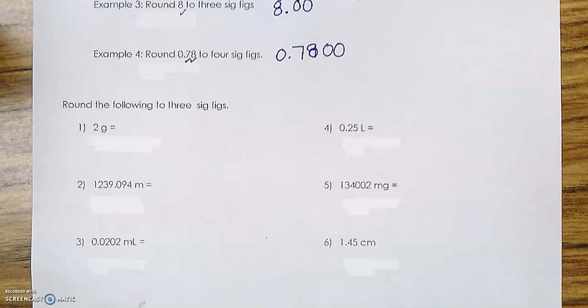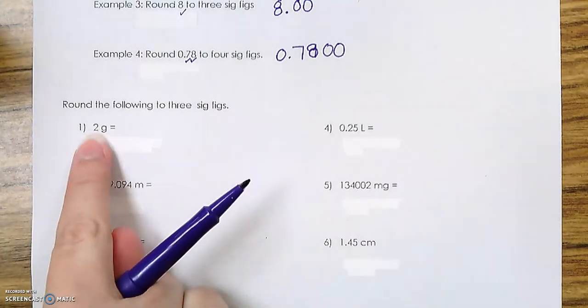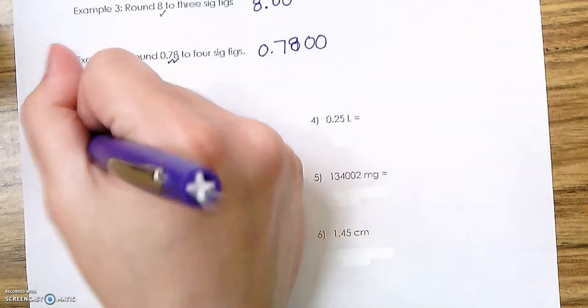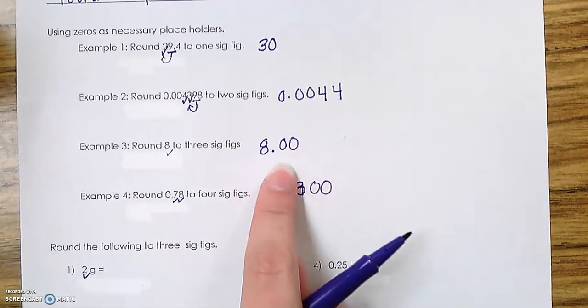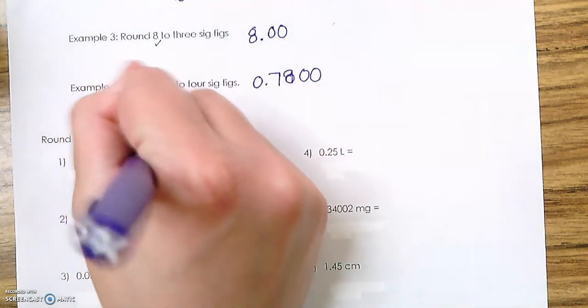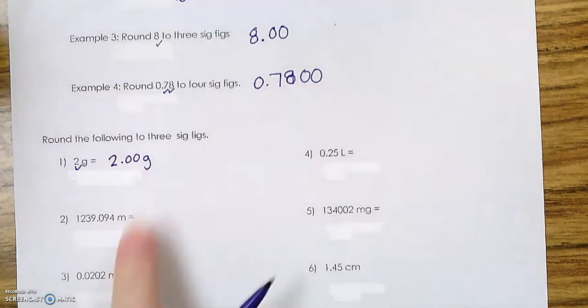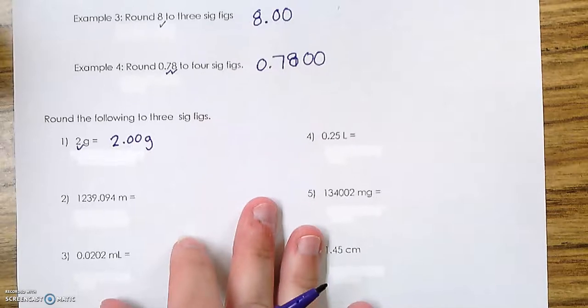Okay, let's look at these. All of these at the bottom we're rounding to 3 sig figs. So I end up with 2 grams. That's only 1 sig fig. This is similar to example number 3 up here, and I need 3 sig figs. So I'm going to say 2.00 grams. Now here I have units. If we have units, you need to keep the unit with the number. The unit gives that number a purpose.